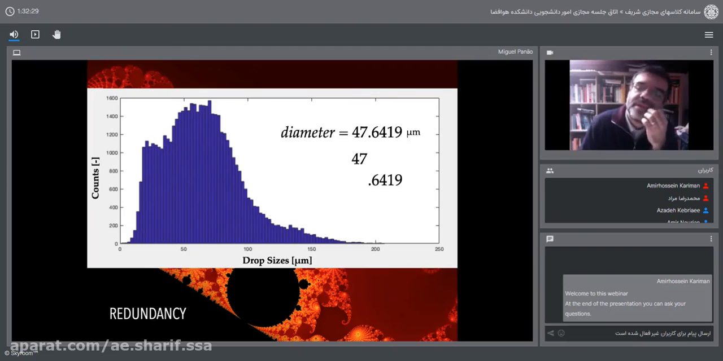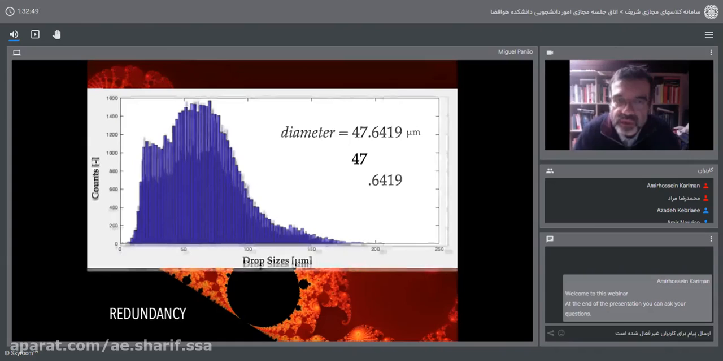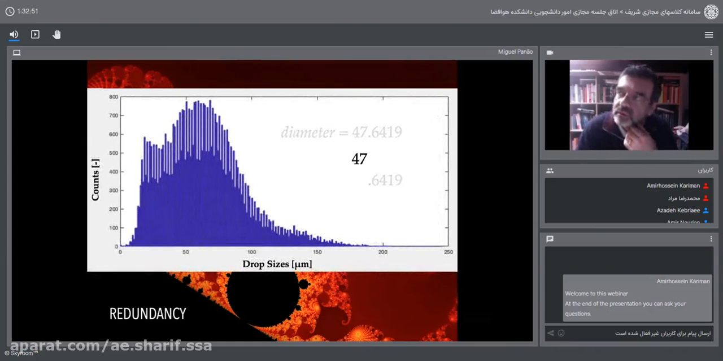So I was wondering, what if my measurement system is cheap and I'm able to measure accurately at least the integer part? For example, in this distribution, what would be the distribution if I just consider the truncated integer part? And this is the result. And I was wondering, why do I have so many droplets with 50 microns and so low a number of droplets with 51?